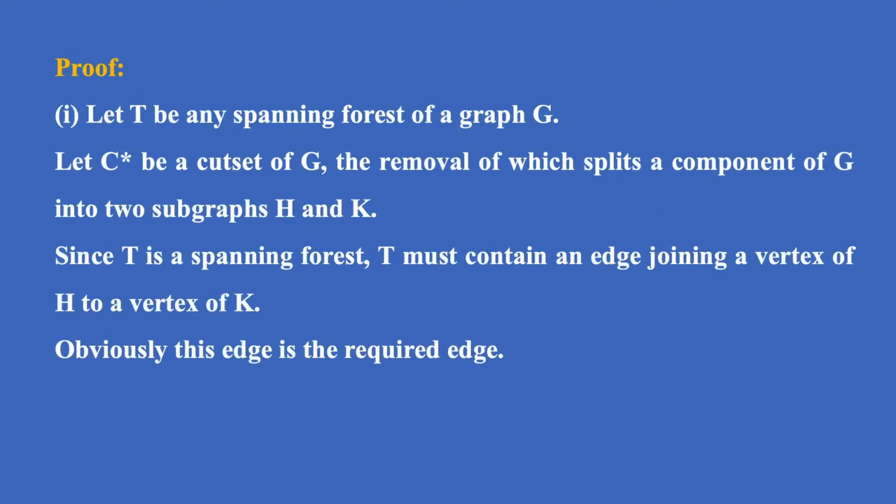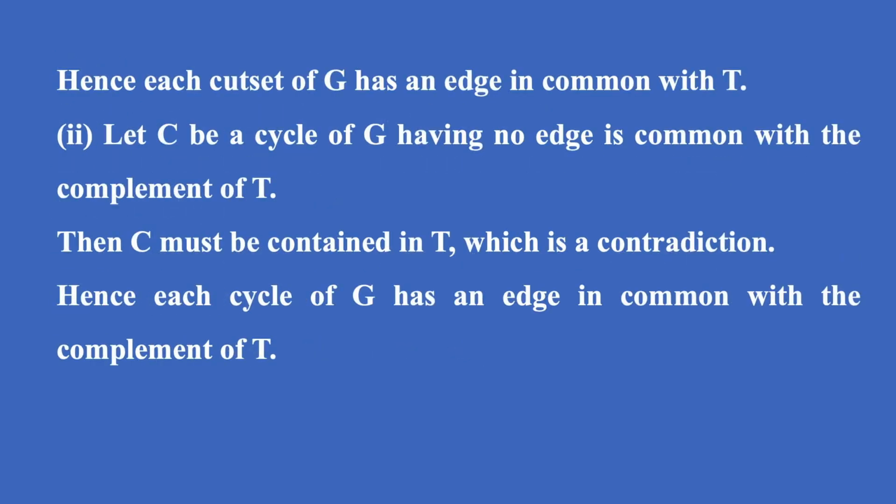The proof: let T be any spanning forest of a graph G. Let C star be a cut set of G, the removal of which splits a component of G into two subgraphs H and K. Since T is a spanning forest, T must contain an edge joining a vertex of H to a vertex of K. Obviously, this edge is a required edge. Hence, each cut set of G has an edge in common with T. Let C be a cycle of G having no edge in common with the complement of T.